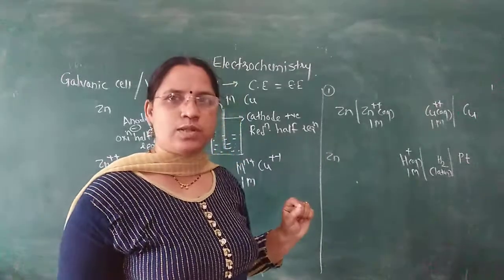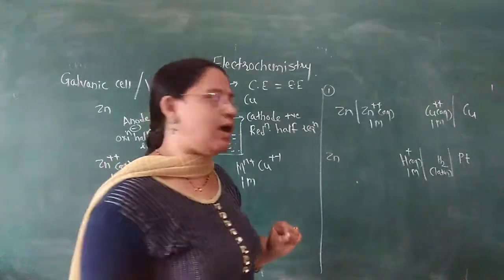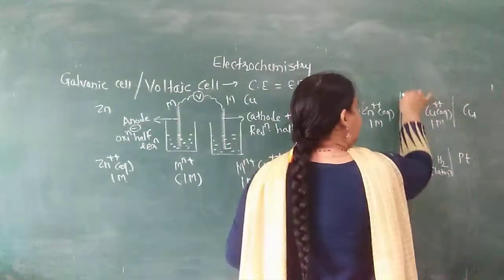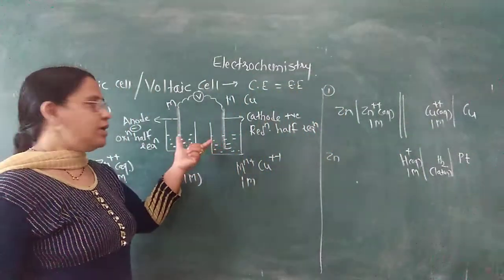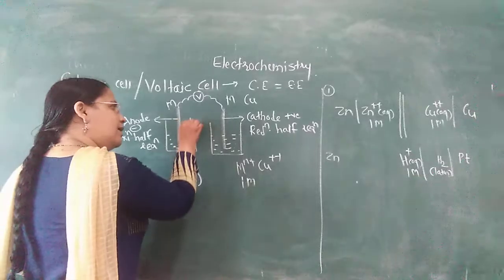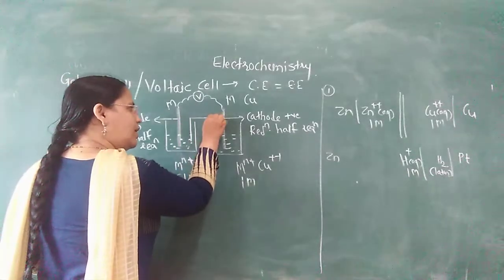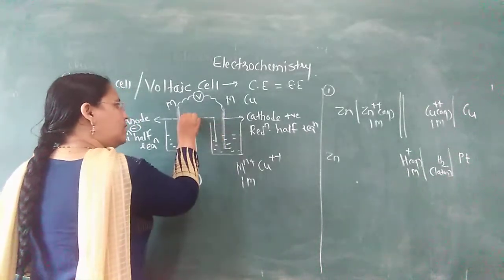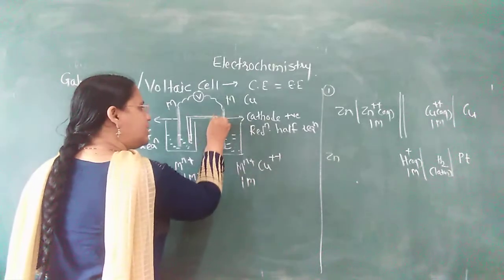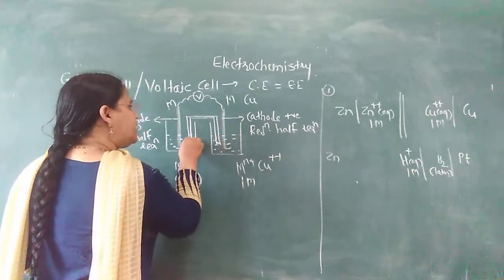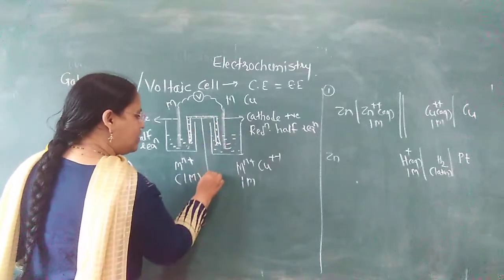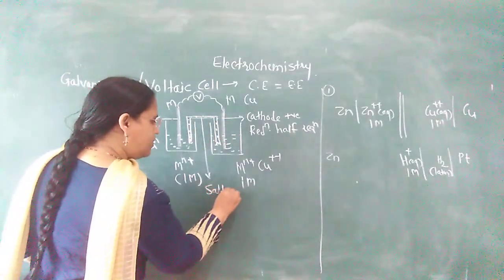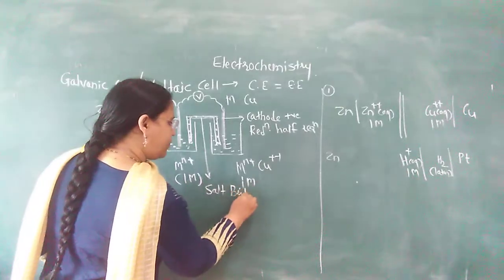These two electrodes or these two half cells are connected by a salt bridge. If you observe this diagram, these two half cells are there. I will show here also. These two half cells are connected by a salt bridge. What is a salt bridge? If you observe, it is an inverted U shape. See this one, I'll write over here. This is a salt bridge.